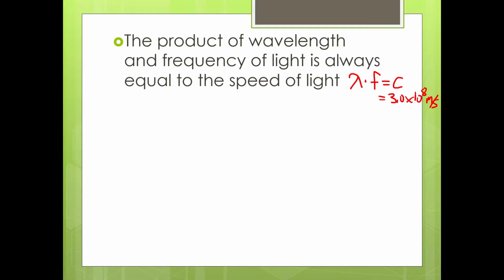And so it's very, very fast, very, very fast. And the speed of light is always constant. It is always this value. Okay, at least in a vacuum. Some substances will cause the speed of light to change, but regardless, this relationship is true for light. Always true for light. Okay.